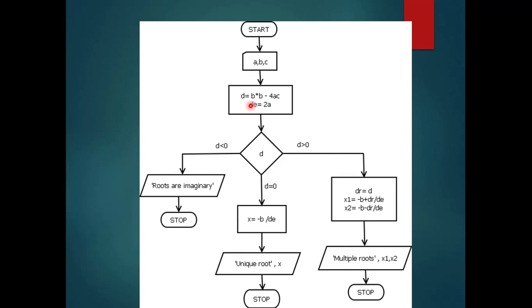Now suppose in the square root term this b square minus 4ac is found to be negative, then we'll consider it as the imaginary root. If it is 0, then we'll have the unique root of minus b by 2a, that is d. This is the unique root, it will display it and should stop. Here also it should stop once it displays the message roots are imaginary.